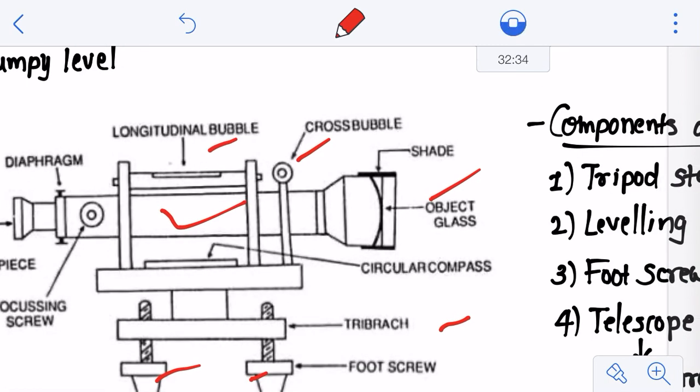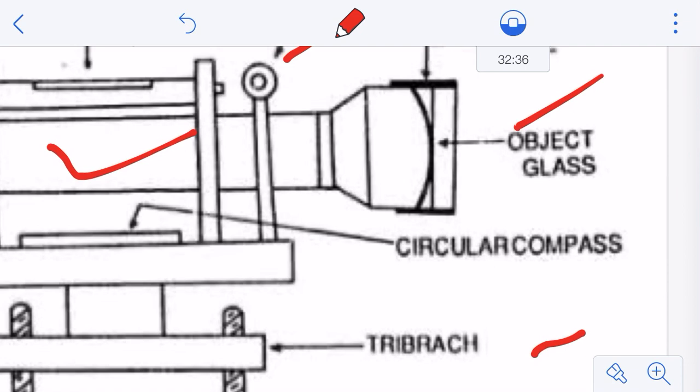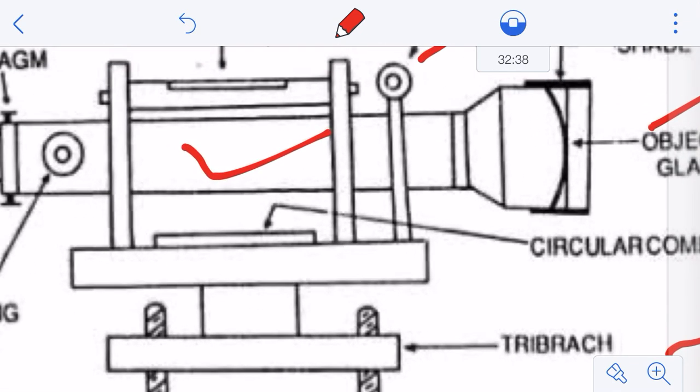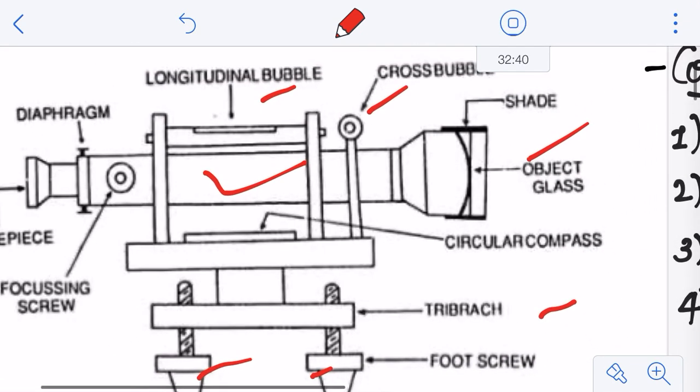Then there is another component available in this dumpy level, termed as a circular compass. The compass is provided just below the telescope for measuring the magnetic bearing of a line, or you can say the angles, right? That's how this compass works. But in this discussion we are not going to talk about the use of the compass, because it has already been discussed in angular measurements, or it should be known to you.